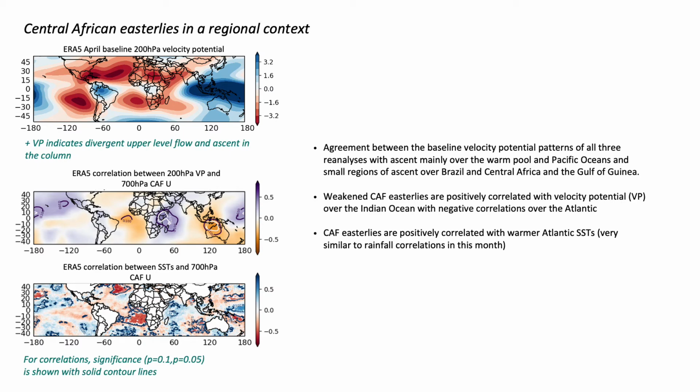Central African Easterlies are also positively correlated with warmer Atlantic sea surface temperatures, and this figure is very similar to the correlation between Kenyan rainfall and sea surface temperatures in this month.